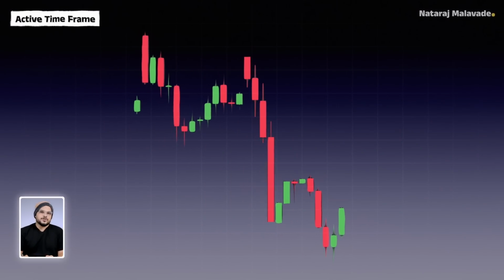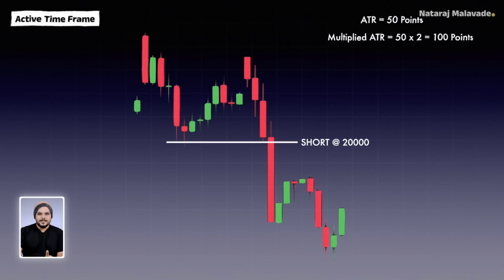Let's take an example of a short here. Suppose you are entering a short at 20,000 rupees, and in this case, apply the ATR indicator to your working time frame, which is 15 minutes in this case, and for setting the SL in the short trade, add the ATR value to your entry price. So we are going to multiply the ATR 50 by 2, and you can simply add this to your entry price: 20,000 plus 100, which is 20,100, is your stop loss.